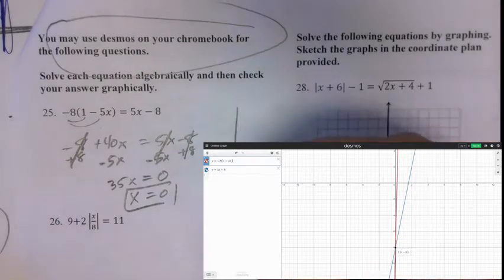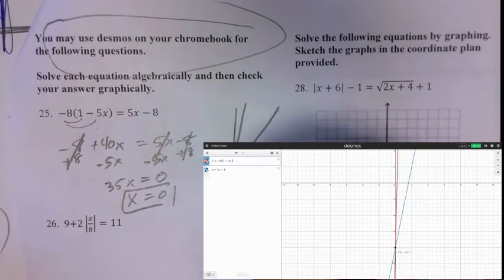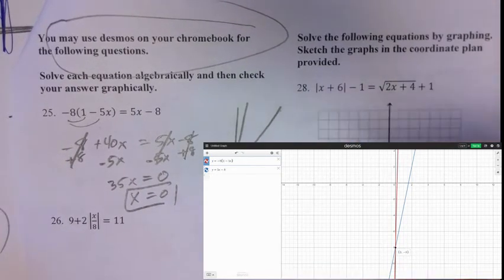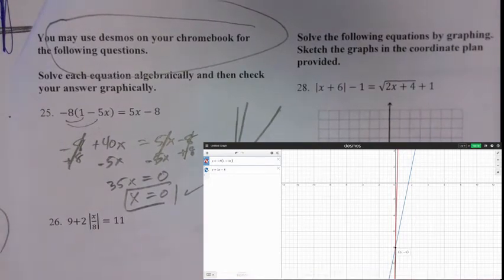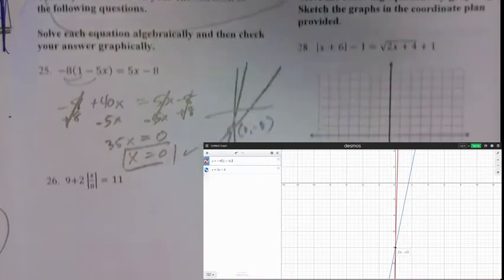So the graph looks like this. They cross at this point, 0, -8. So x equals 0. Sure enough, I just confirmed it. I checked it. Marvelous. Okay, let's go back to the problems here for a second.